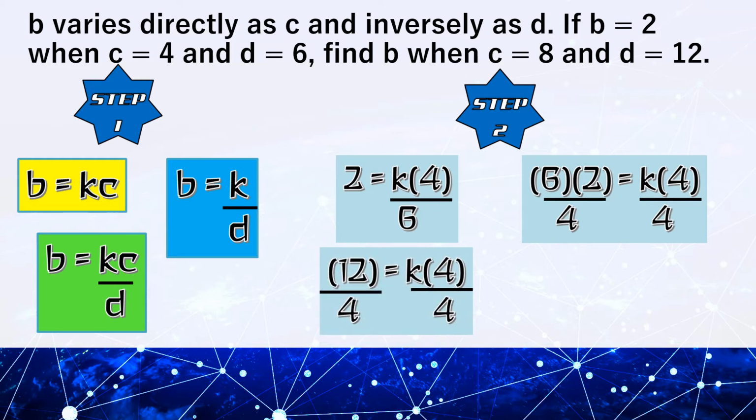So, 6 times 2 is 12. And then, divide both sides by 4. Cancel 4 here. K equals 3. So, meron na tayong value ng constant na gagamitin natin sa ating step 3.